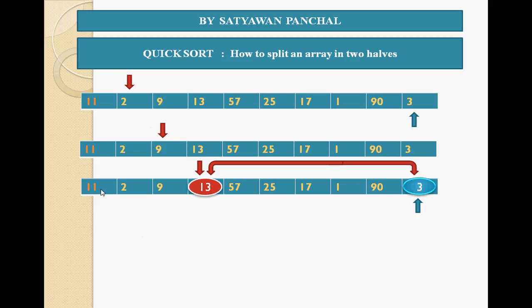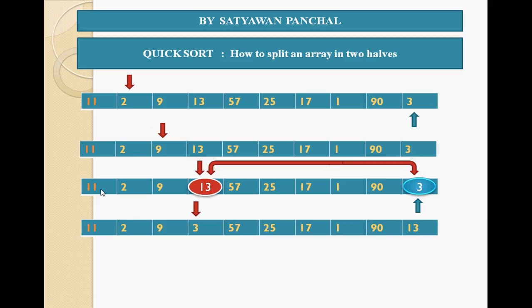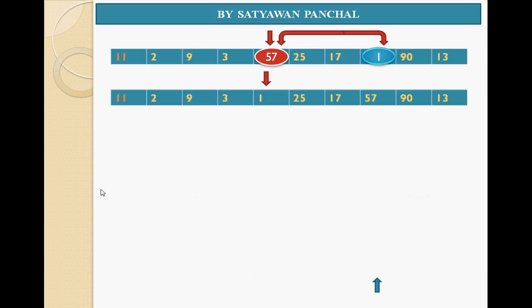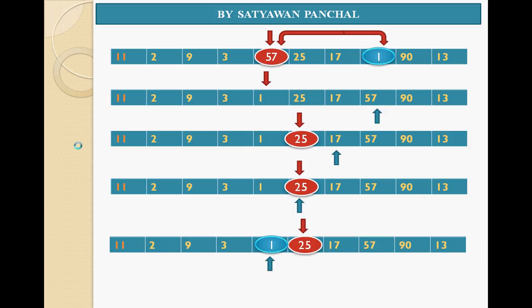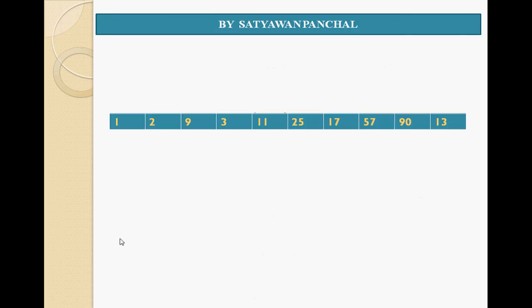so we will interchange these two, and in the next step we will get these two interchanged, and we keep doing the same until P and Q cross each other. Finally, when Q has reached the crossed position, the element at the Q anchor will be interchanged with the pivot element, and this will finalize the splitting of the array.